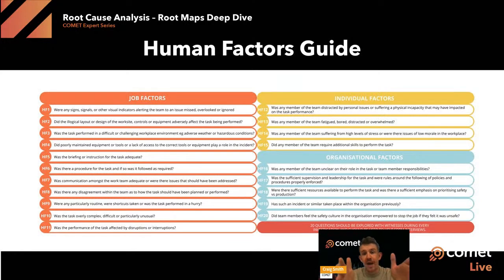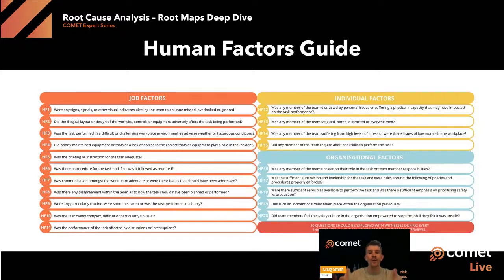So again, for the benefit of those of you that are COMET users, you do have the benefit of the Human Factors Guide. It's a help and resource in your app. It's also contained within your various COMET practitioner material, but there's a 20-question guide that is designed to prompt your investigators through the process of human factors analysis to establish any job, individual, or organizational related failing or shortcoming that may well have influenced the human error on the particular day that it took place. So again, a really useful resource to help you start to get to the bottom of where these things happen.